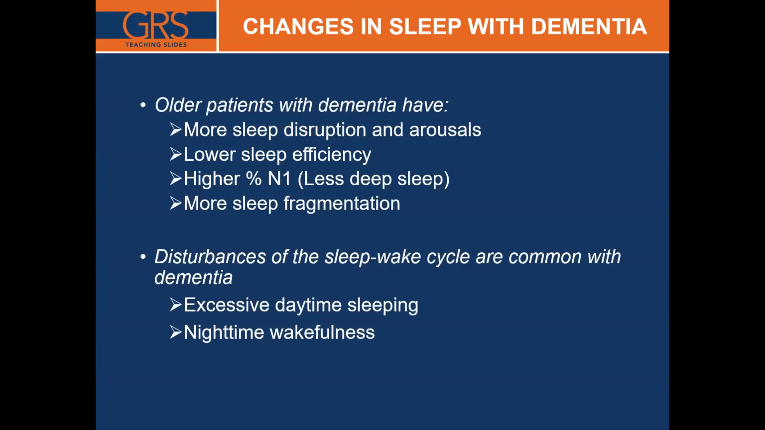Changes in sleep in patients with dementia. Older patients who have dementia often have more sleep disruption and arousals. They have lower sleep efficiency. They have a higher percentage of N1 sleep, which is that very light sleep, and they have more sleep fragmentation. Disturbances of the sleep-wake cycle are common in patients with dementia, so they may have excessive daytime sleeping, nighttime wakefulness, and agitation.